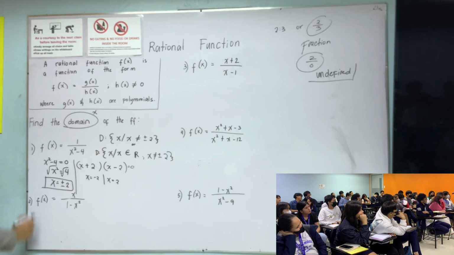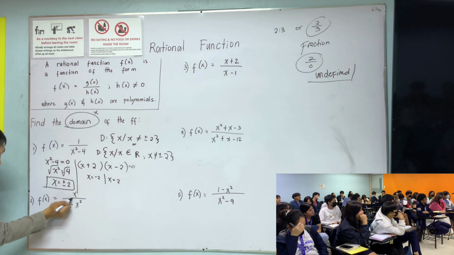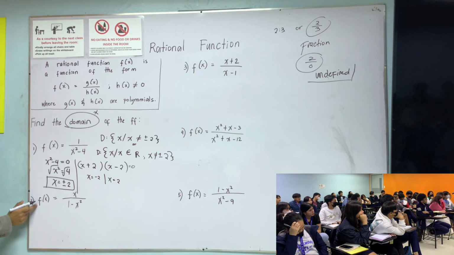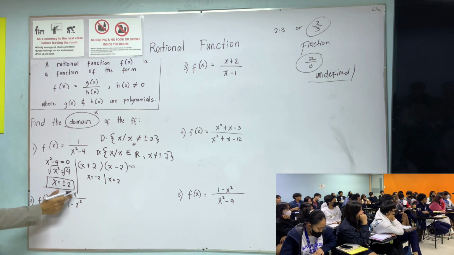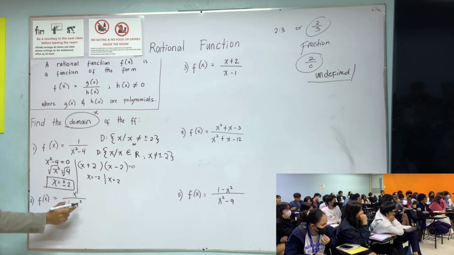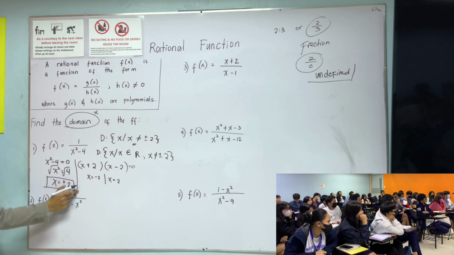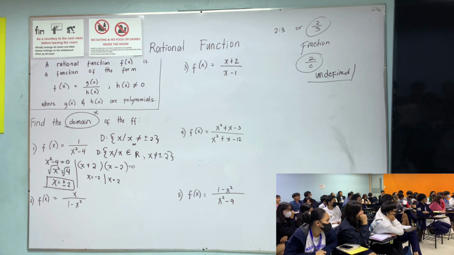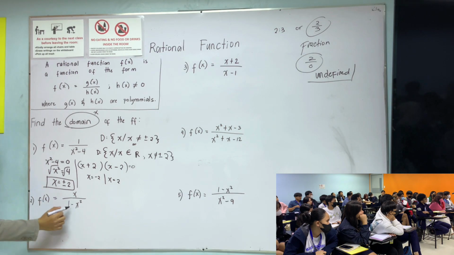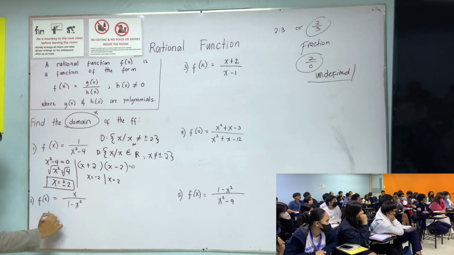Okay, number 1. How about number 2? Function f(x) is equal to x over 1 minus x squared. So, similar sila ni number 1. Oh, may sagot na kagad. So, solve muna natin by extracting the square root na lang ulit. So, 1 minus x squared is equal to 0.